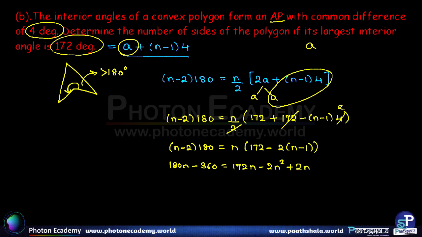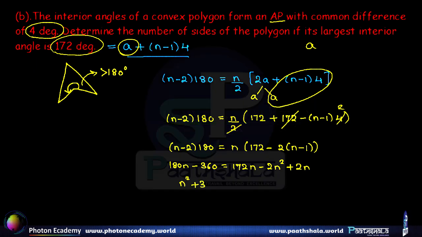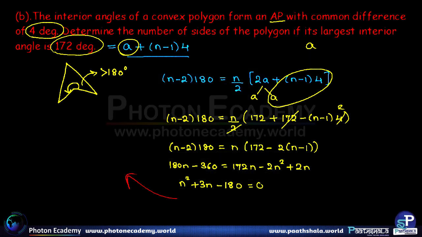Okay, so it will be n square plus 3n minus 180 is equal to 0. Okay, so we have divided by 2 and we wrote it in a simple quadratic equation. So the roots of this equation are n is equal to minus 15 and n is equal to 12. Okay, so minus 15 can obviously not be the answer, so our answer is n is equal to 12.